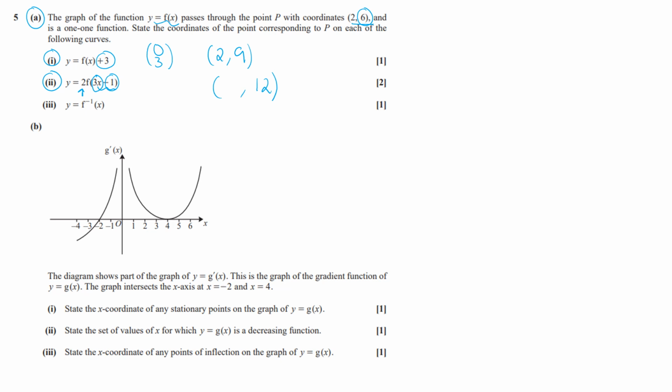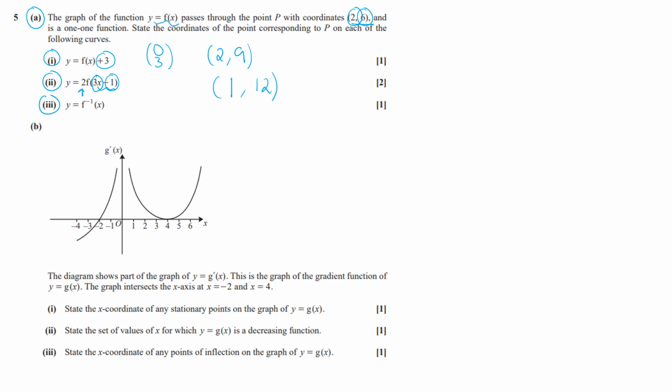But which order do we apply them? When it's the transformation on the inside, you apply them in the opposite order from BIDMAS. So we need to take 1 away first, and that would be sending it 1 to the right. So the 2 would go to 3, and then we need to divide it by 3. So then that would go to 1.